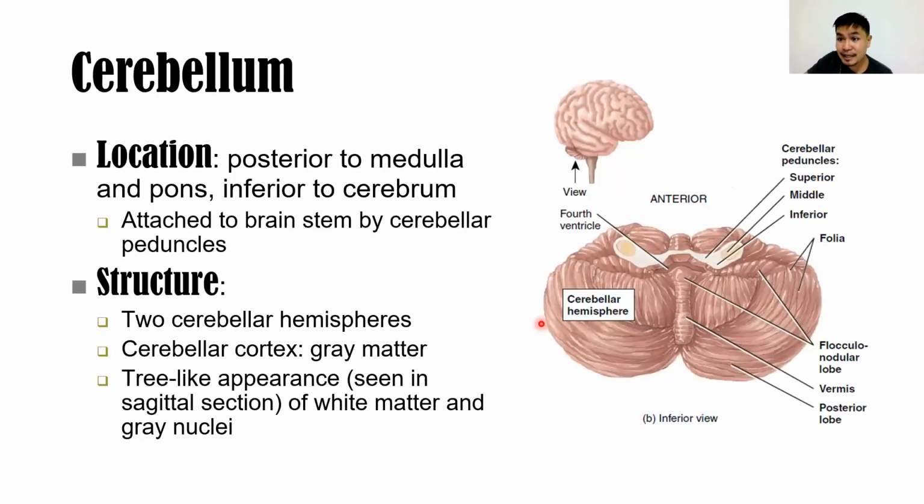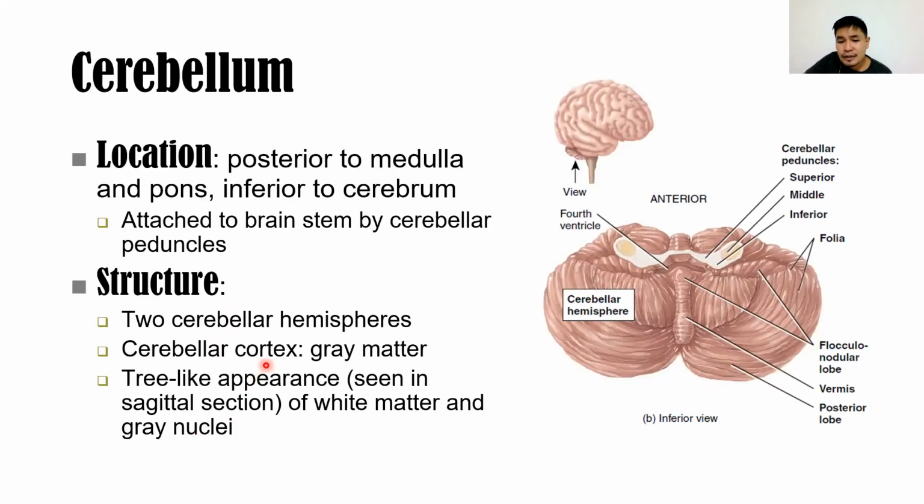Let's proceed with your cerebellum. Again, cerebellum is not the same as your cerebrum. Cerebellum: location, posterior to the medulla and pons, inferior to your cerebrum. Attached to the brainstem by cerebellar peduncles. These are your cerebellar peduncles over here. You have superior, middle, and inferior peduncles that attach the cerebellum to your brainstem. Okay. Structures of the cerebellar hemisphere.